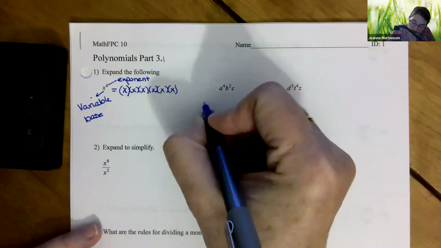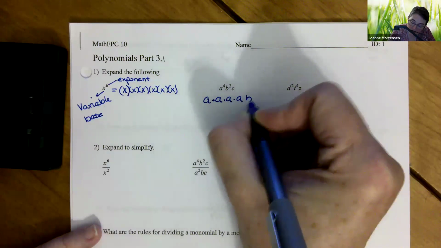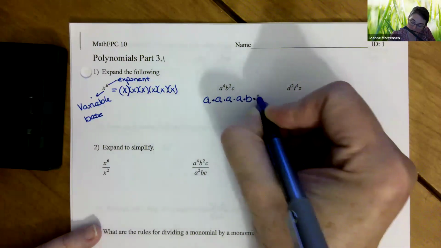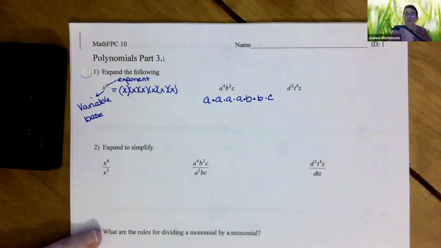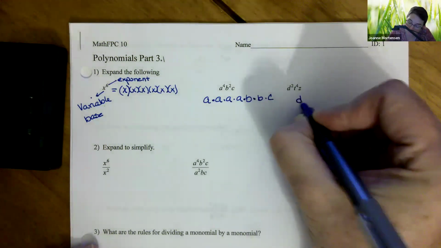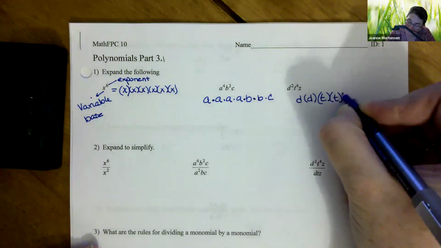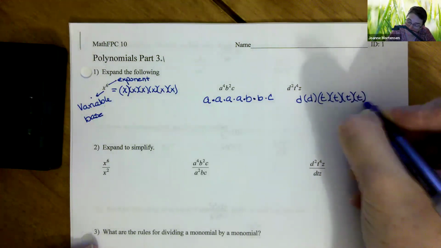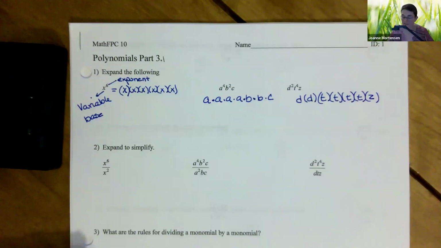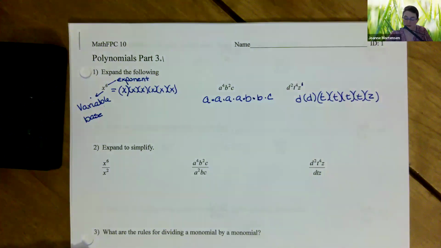So a to the fourth, I'll write this the other way. A times A times A times A times B times C. Same. So whether you use the dots to show multiplication or the brackets, it's all good. And this one is going to be a D and a D and a T, 2, 3, 4, and a Z. So if there is no exponent, I should have said that before, there's an understood one there. Same thing on the C.